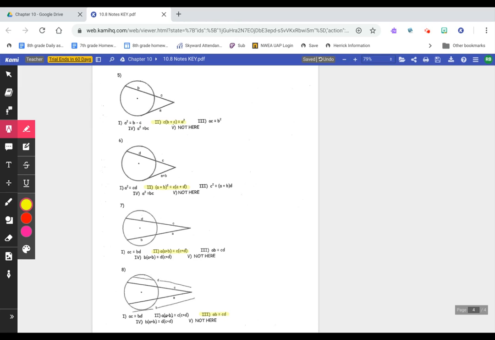For the last page of your notes, 5, 6, and 7 are all option 2. And for number 8, it's option 3. This concludes your notes for section 10A.